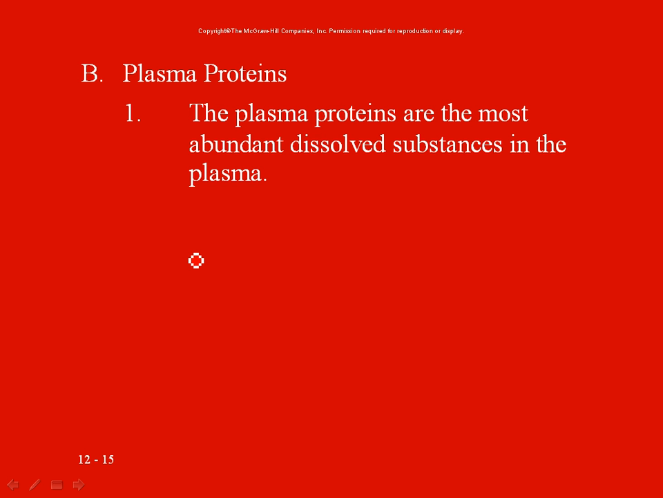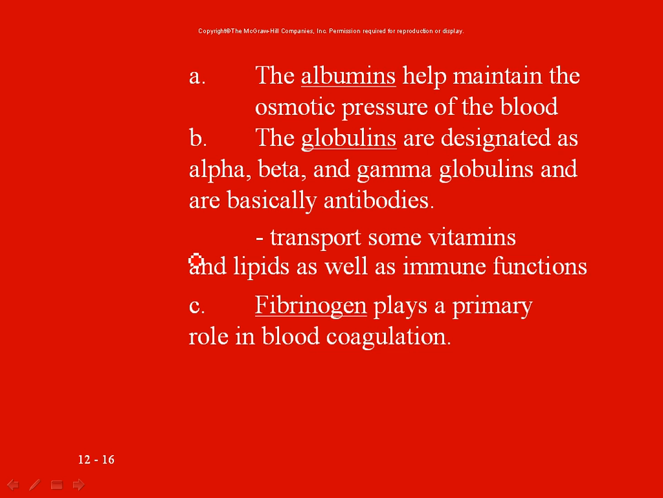So things that we can find in the plasma. We said plasma proteins. They're the most abundant molecules, large molecules that we find inside of the bloodstream. We said there are the albumins that help with the osmotic pressure of the blood, making sure that there is water balance or fluid balance between the blood and the tissues. The globulins, which we said also are known as immunoglobulins, or basically antibodies. Mostly they have immune functions. They work to protect you against various bacteria or viruses. But some of them also transport vitamins and lipids.